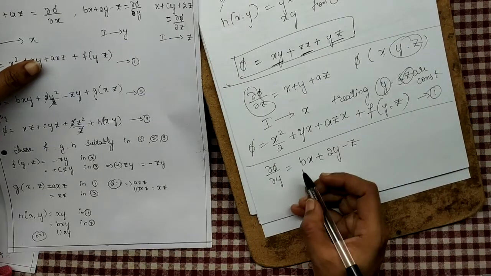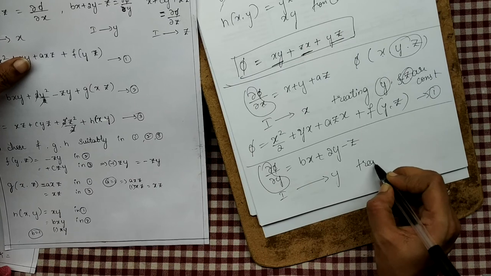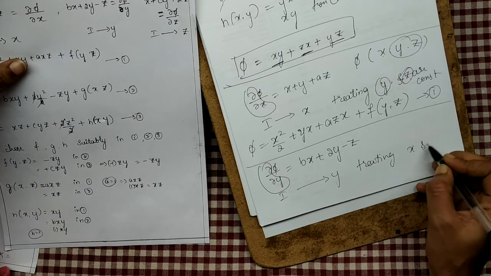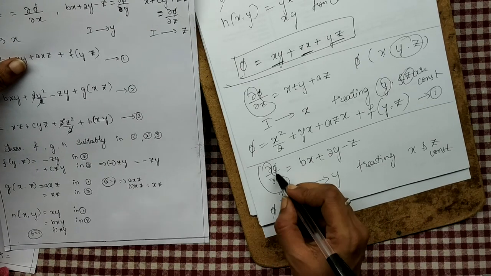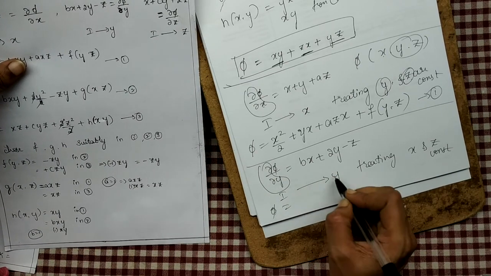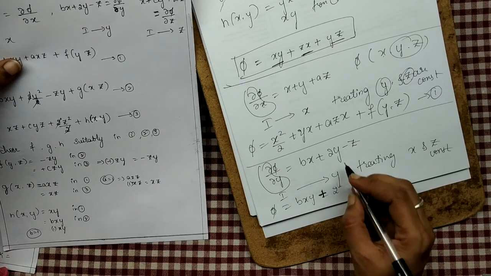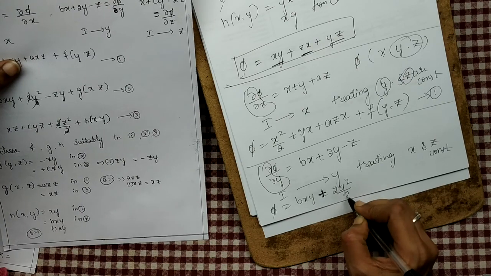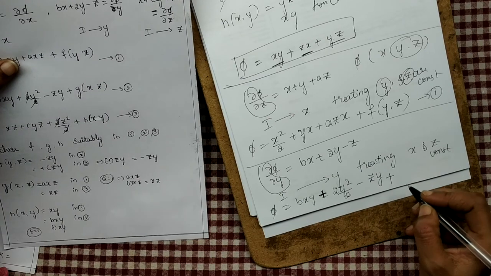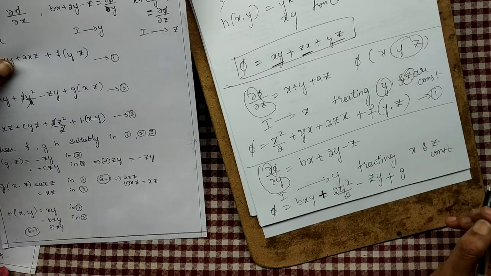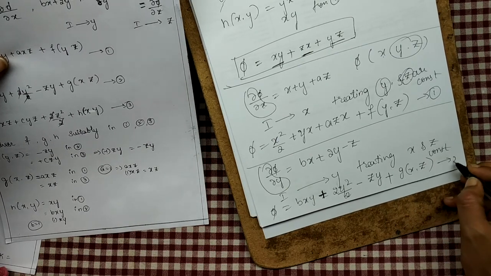Now what do I have to do here? I have to integrate this with respect to y, treating x and z as constants. So what will I be left with? Phi is equal to, integrating with respect to y, bxy plus 2 into y square divided by 2, minus z integrated with respect to y is zy, plus the integration constant, which is a function, right? So I am using g of x comma z. This is equation number 2.